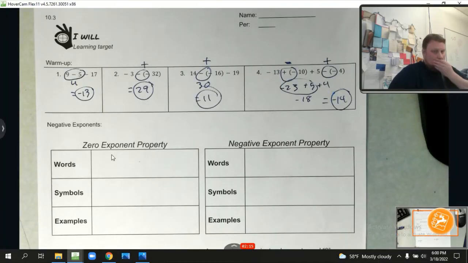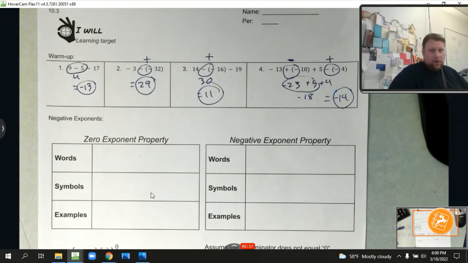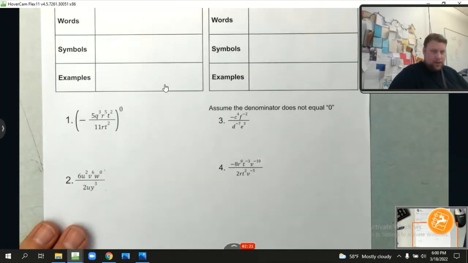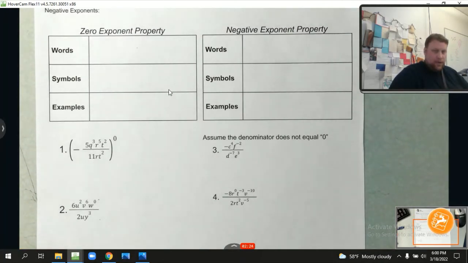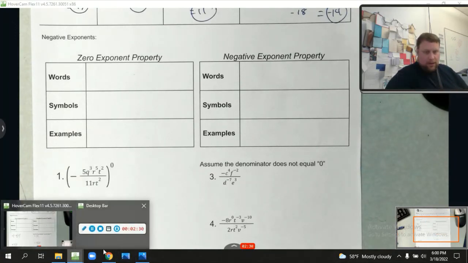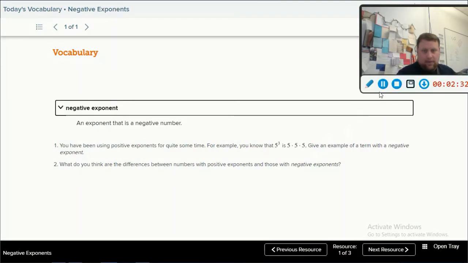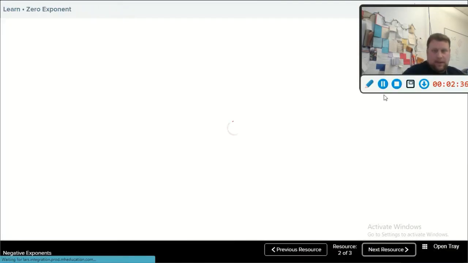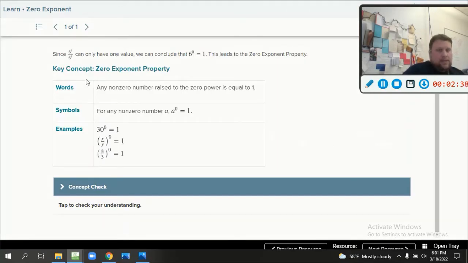The next thing we're going to look at is right here. You're going to write in the zero exponent property. We're going to do some examples, but I want to make sure you saw what we were going to move to. So let's go ahead and go back. All right. And let's look at the key concept.